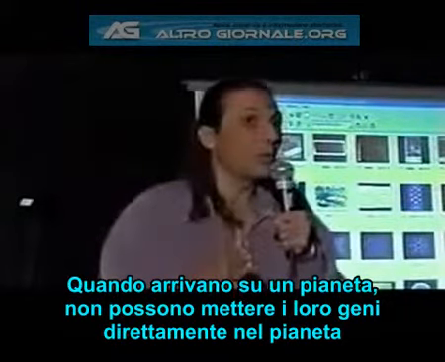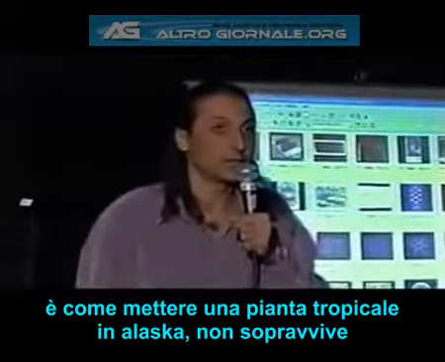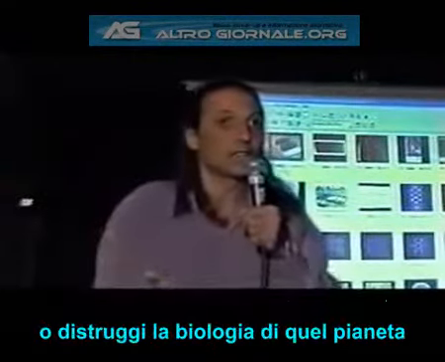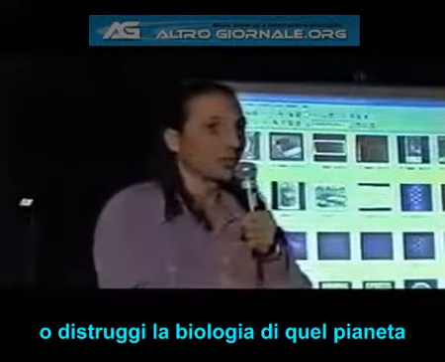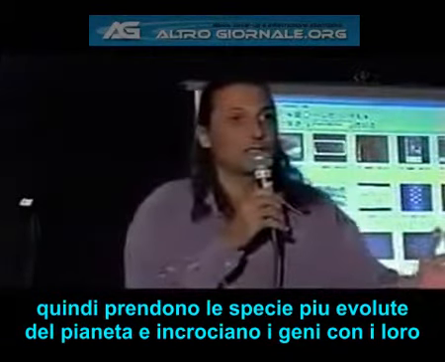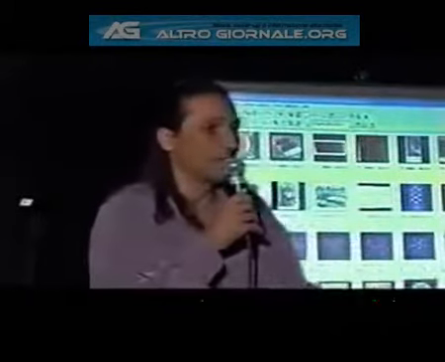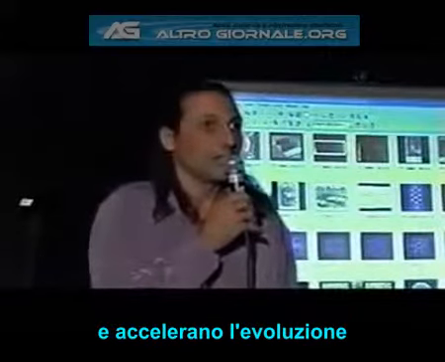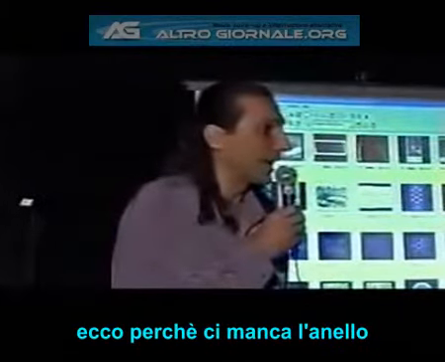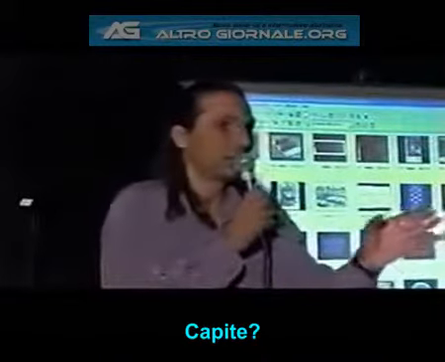When they get to a planet, they cannot put their gene directly into that planet. Why? Because that would be like bringing a tropical plant to Alaska. It's not going to survive, or it's going to create disruptions in the biology of that planet. So what they do is they take the highest species, the most evolved species on that planet, and they cross the genes with them. And that boosts the evolution. In our case, it produced the Homo sapien. And that's why the anthropologists are missing a link. You guys see this?